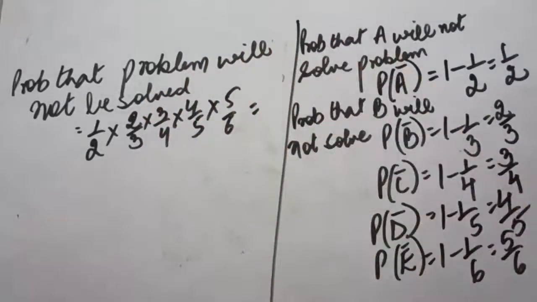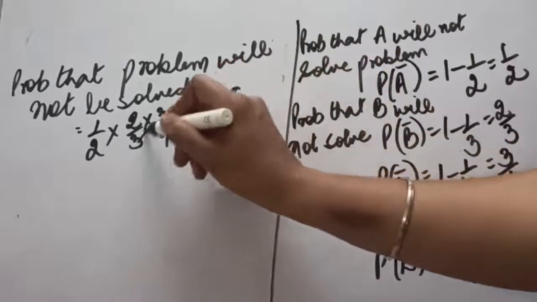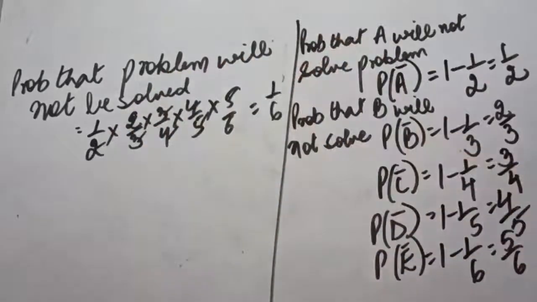Like this. So just cancel out whatever is being cancelled. It will be 1 upon 6. So this is the probability that problem will not be solved.